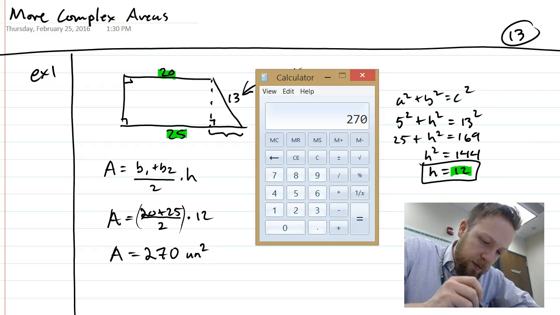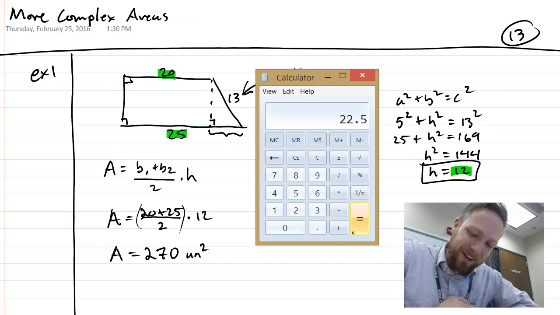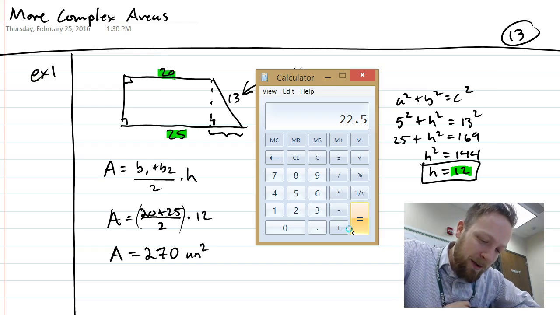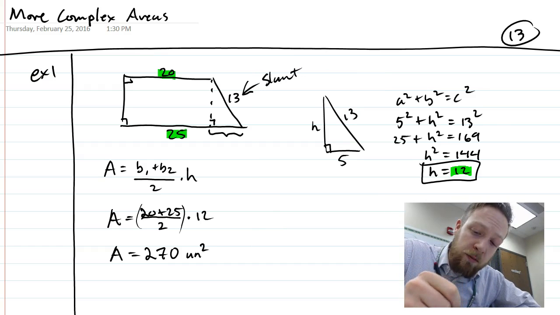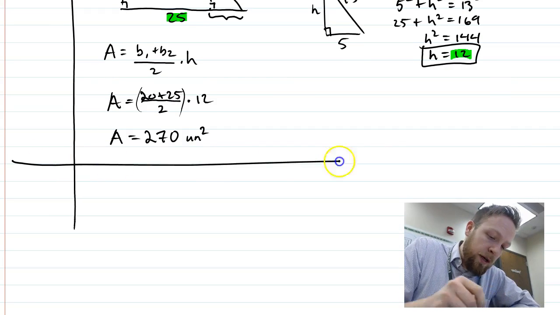Okay, so let me show you what happens if you don't hit enter after adding. If I do 20 plus 25 divided by 2, oh, I guess it does. In this particular calculator, it works out just fine, but I'm just warning you to take your time when putting it in the calculator because it doesn't do PEMDAS for you. So doing it in parts and writing it down will help you out. All right, so that was example 1.